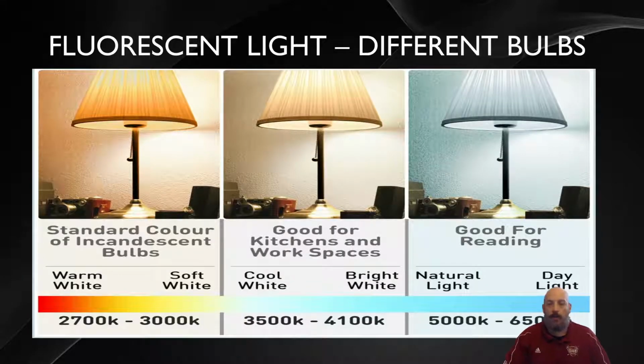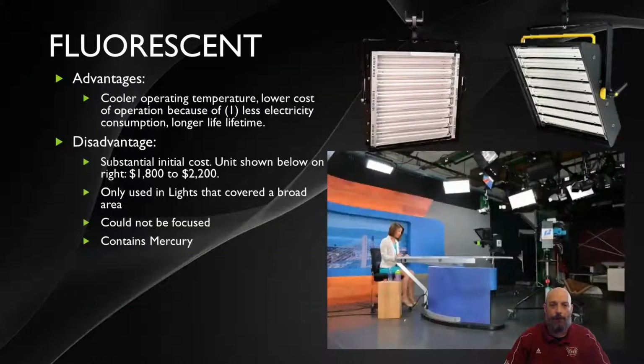One of the things about fluorescents is they're manufactured to have different color temperatures. You can get a fluorescent light bulb in the 3200K, which is like your soft whites, your yellow and orange. You can get them in the 35 to 41, which is sort of your lightish and your blues. You can also get them in 56 to 65, which is natural light or daylight. So the fluorescents, you can actually change to different colors depending on how they're manufactured. Incandescents, it's a lot harder to do that.